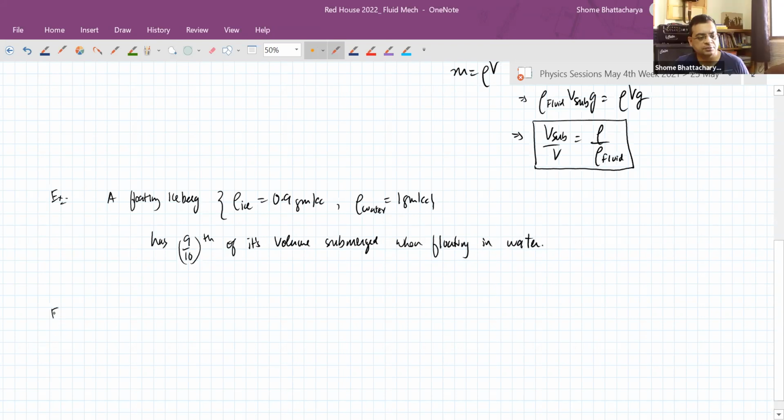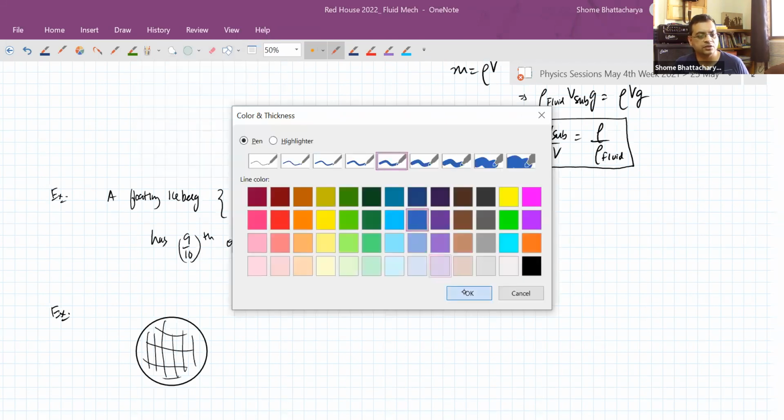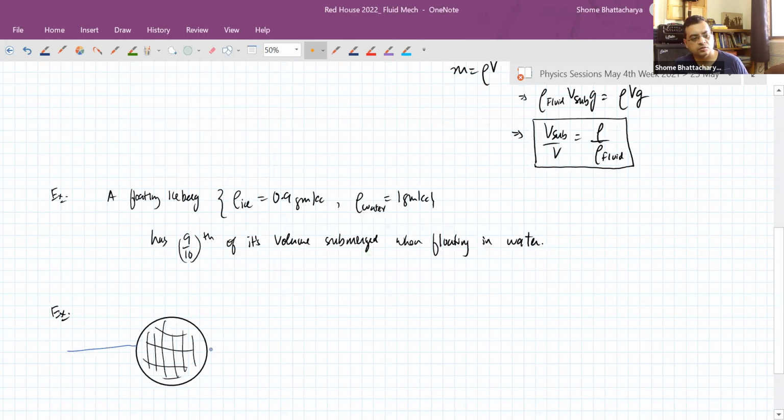Okay. Now let's see a different type of example. We have, let's say, a spherical shell made of something like rubber or plastic. Now it happens to be floating in water with 50% of its volume submerged. But it's not a solid sphere. It's a hollow shell. So this is water of density 1 gram per cc.